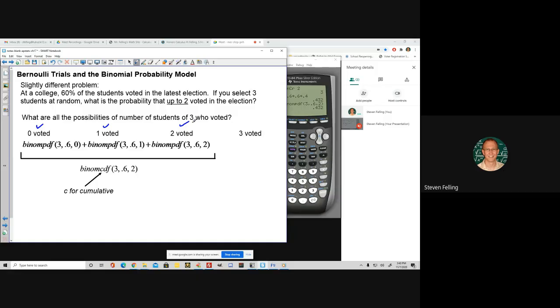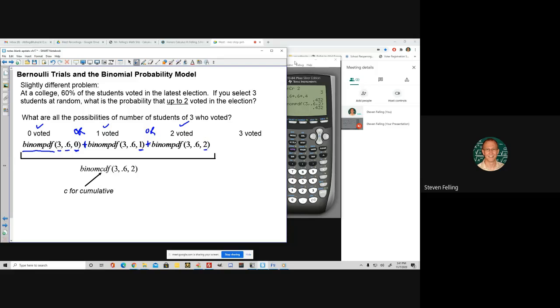Okay, well, we could use our new model. We could say, all right, there's a 60% chance of voting. So if I ran binomial PDF, 3 cases, 60% chance, of 0 of them voting, I could change that last number to 0, and then add, because this is or, we add another case with 1 person voting, or we add another case with 2 voting. You could add those all up and you would get a certain number.